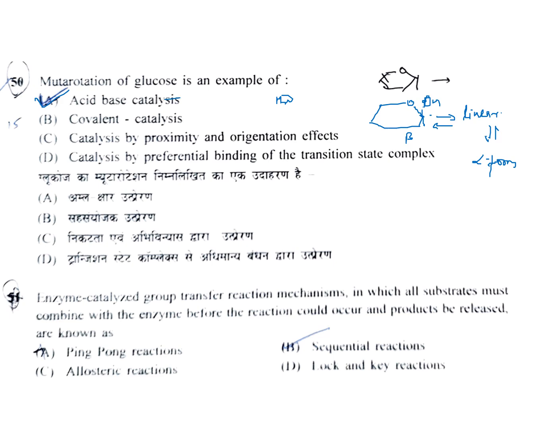Now next question is, enzyme catalyzed group transfer reaction mechanisms, in which all substrates must combine with the enzyme before the reaction could occur and products be released, are known as. So this is known as a sequential reaction, where all substrates have to bind first, combine with the enzyme in order for the reaction to start, and then the products are released.